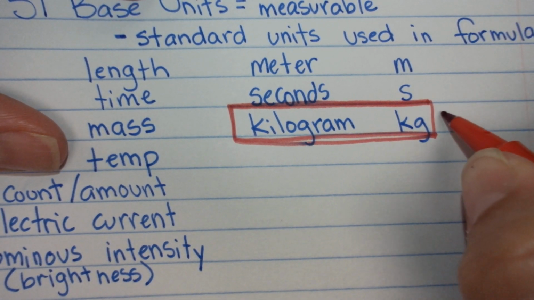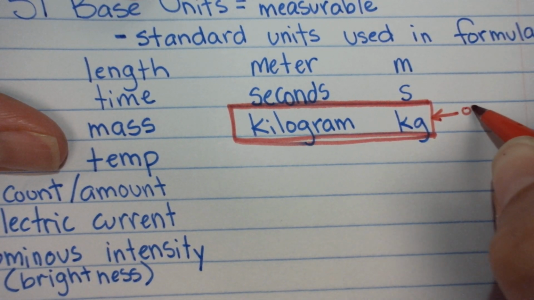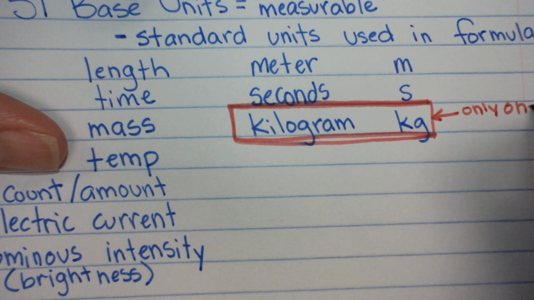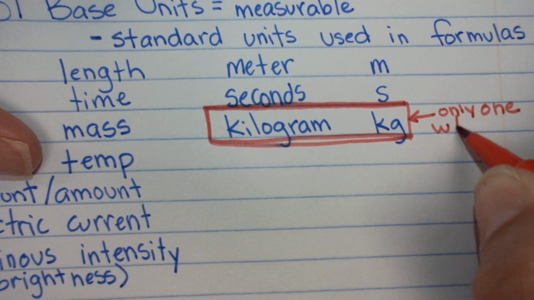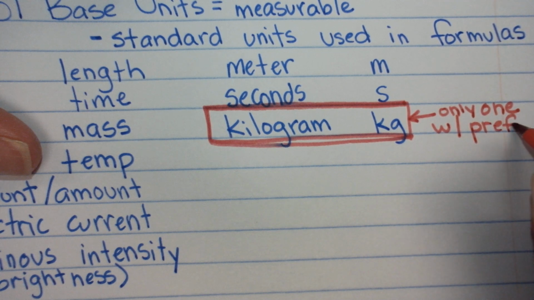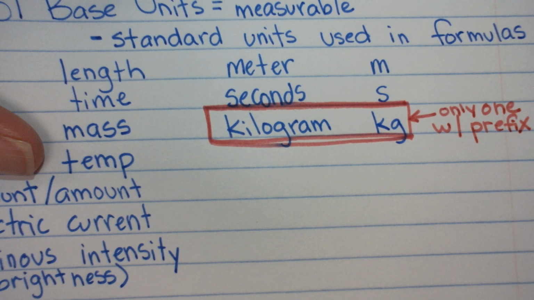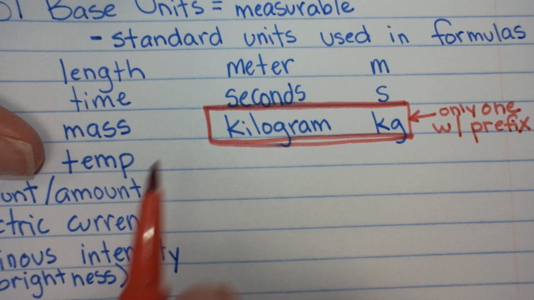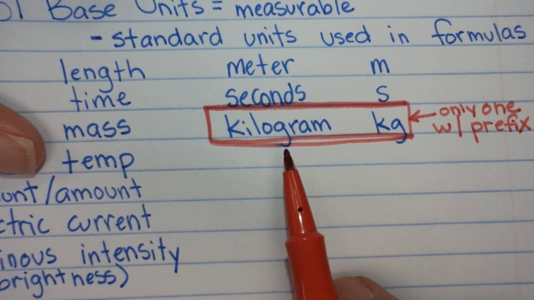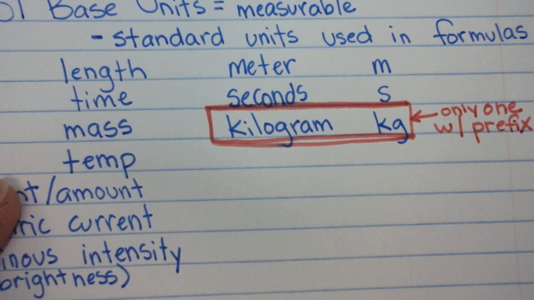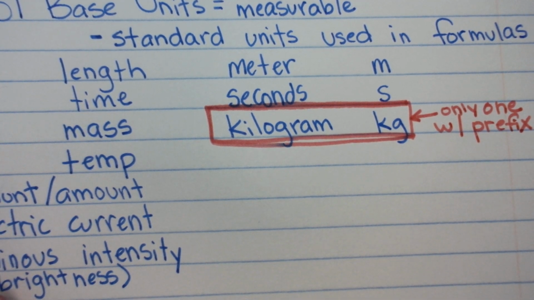Mass is the only one with a prefix. So make sure that you kind of commit that to memory, that mass, kilogram, the only base unit with a prefix. So that's the one we're looking for with the formulas that we use.